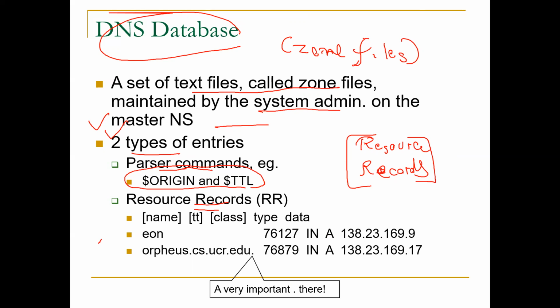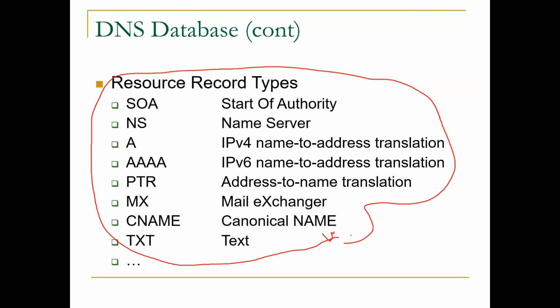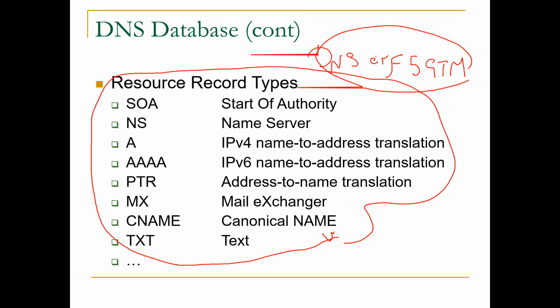Now let's go further to the DNS database resource record types. This is a very important term to understand, the different records in your DNS. The same will work whether it's normal DNS or F5 GTM. You need to have an understanding of both.